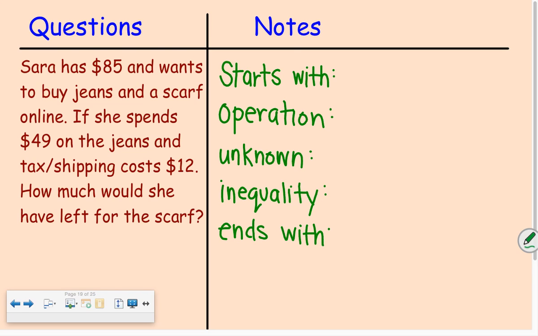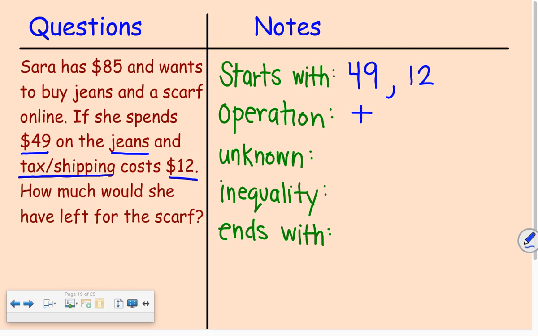Okay, so let's start with what we're buying. If you hypothetically say you're walking around in the store and the first item you see is the $49 jeans, I'm going to start with putting the $49 jeans in my cart. Actually, we're buying online, so in her online cart. And then we also have to pay tax or shipping, which is going to cost us $12. So those are the two amounts we're spending. Now in order to find the total that I spent, I've got to add those two together. So my operation is going to be addition.